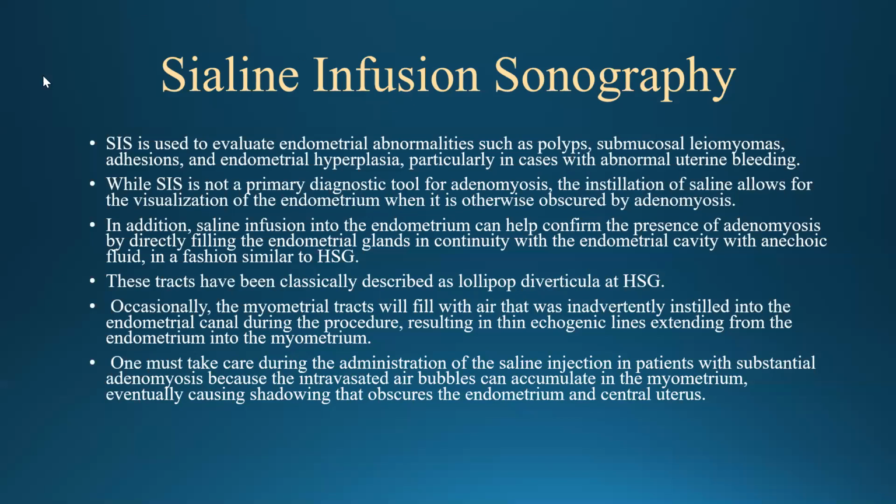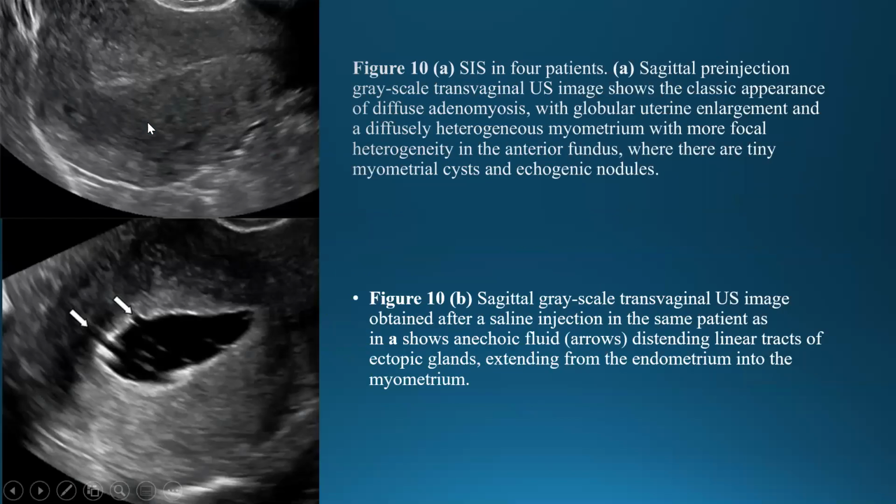So this is the 2D ultrasound picture of a globularly enlarged uterus, with a diffuse heterogeneous myometrium that can be seen on 2D ultrasound in the anterior fundus. This is when we infuse the saline. This is the saline in the cavity. It distends the endometrial cavity, and you can see these small connecting channels between the endometrium and the myometrium.